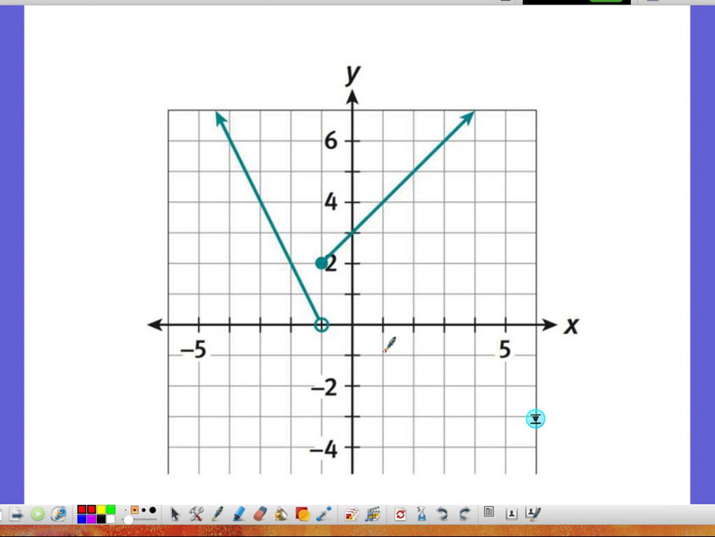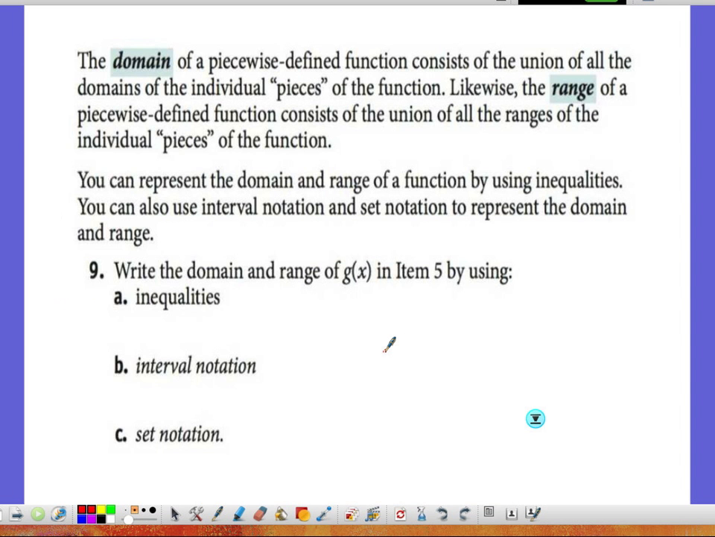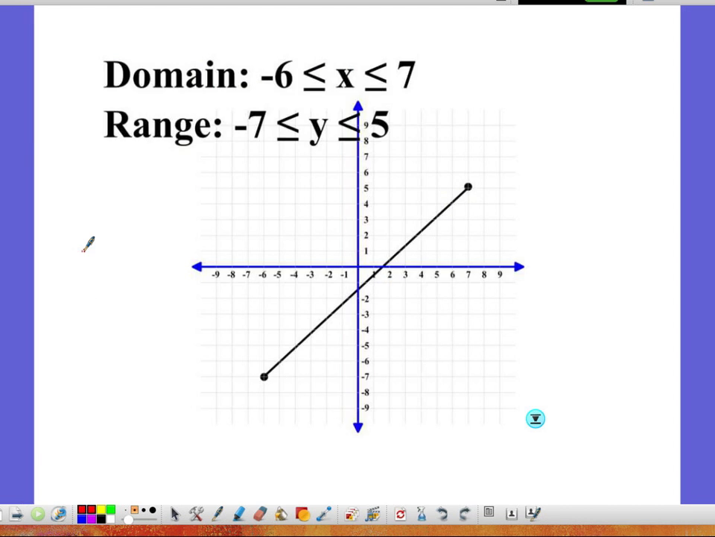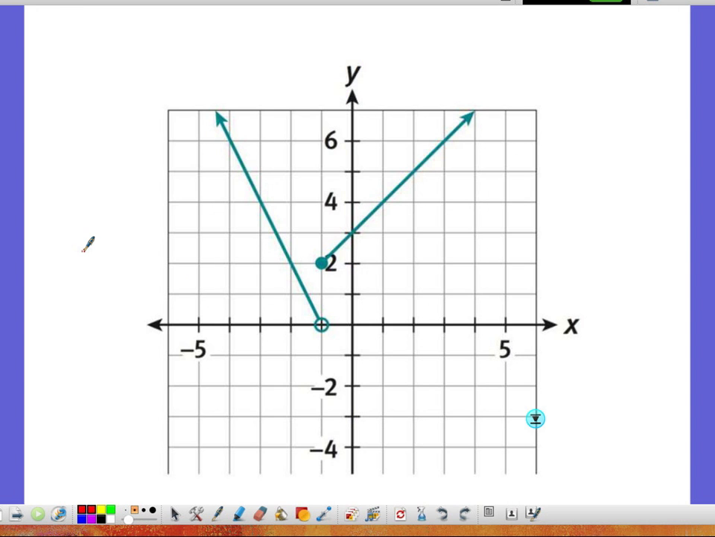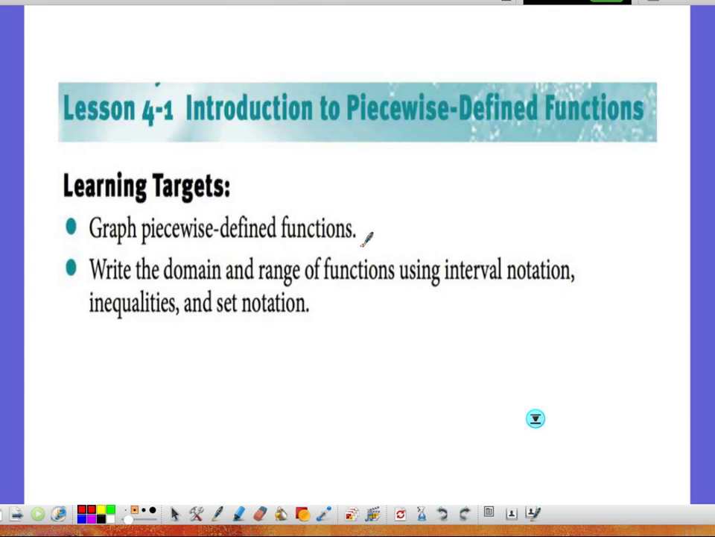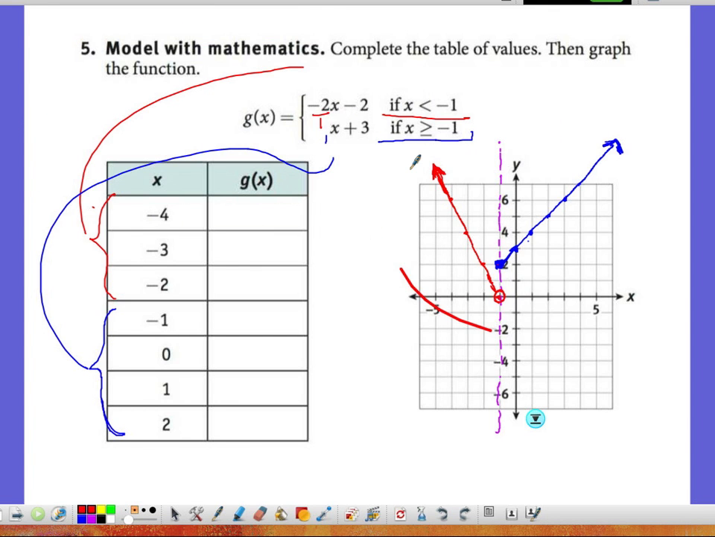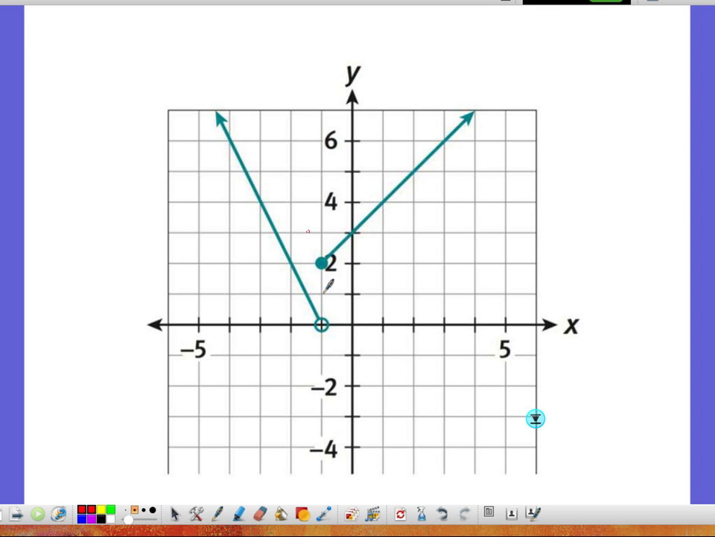Alright. Now let's go back to number 9. Write the domain and range of g of x in item 5 by using inequalities, interval notation, and set notation. So when I graphed this, this is what I came up with right there. Here's a better graphed form right here. Same thing for item number 5.